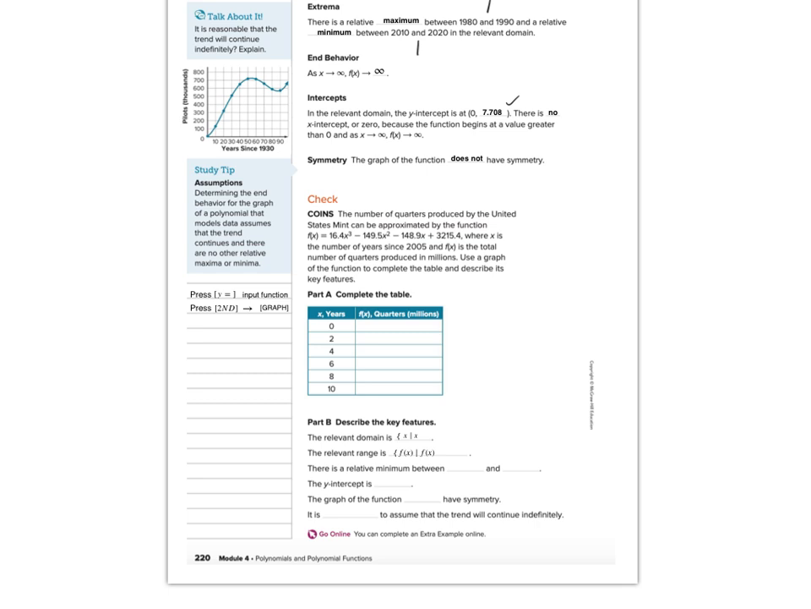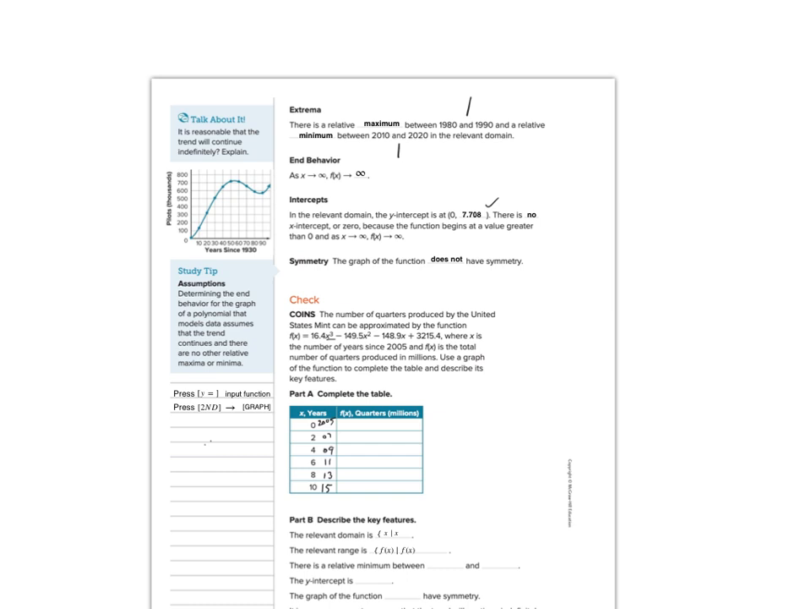So you can take a moment here on this function and this next example, and it says the number of quarters produced in the United States can be approximated by this function. It is a third degree function, where x is the number of years since 2005. So this would be 2005, 2007, 9, 11, 13, and 15. And it says use the graph of the function to complete the table and describe its key features. So doing the same thing that we did before, and then identifying its key features.